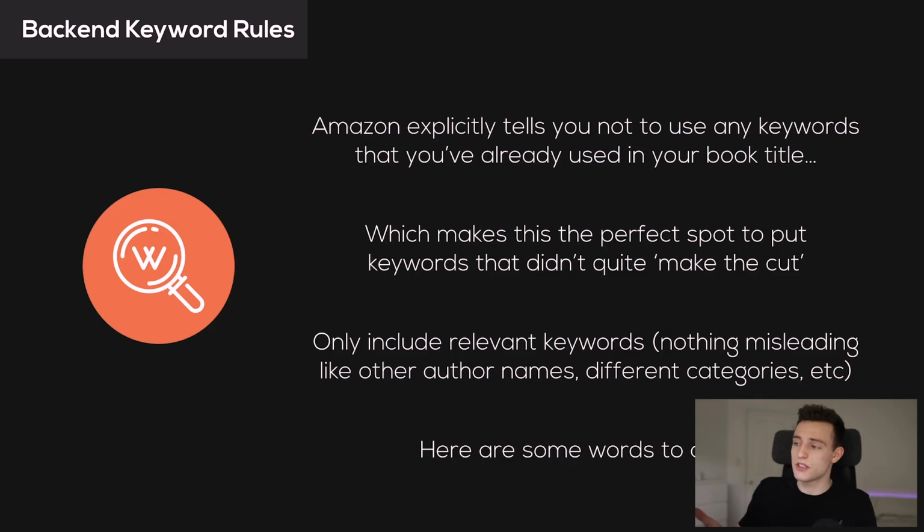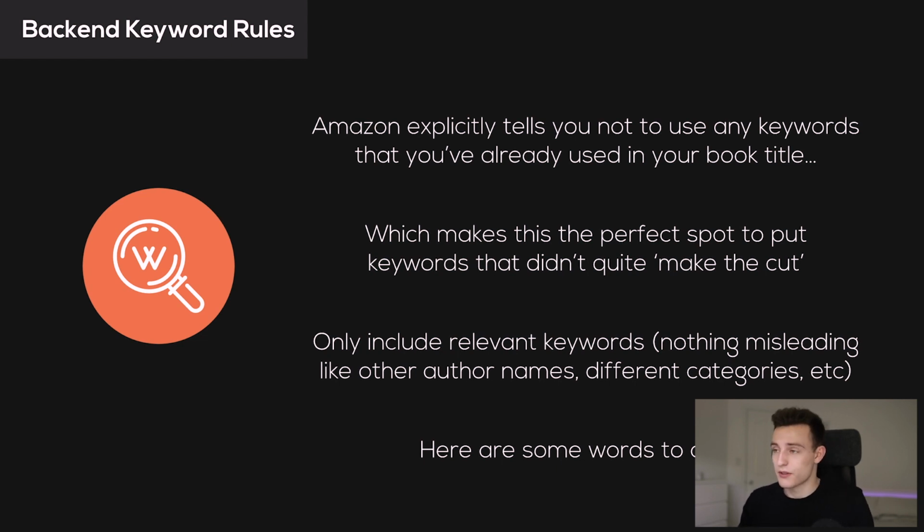So if I want to put "hydroponically," because that is a separate keyword that actually makes sense for my book, but I didn't put it in my main title, I can put it, I don't know what form of the word that is, into the back-end keyword area. So you can rank for that book as well. And of course, only include relevant keywords, nothing misleading like other author names, different categories, etc.